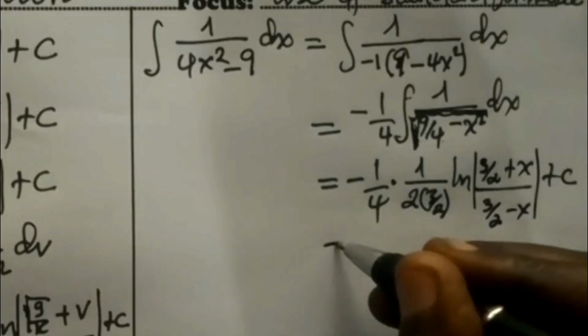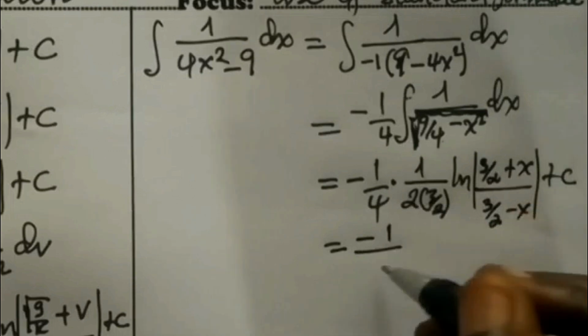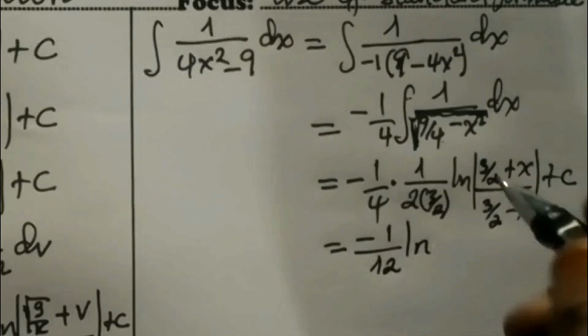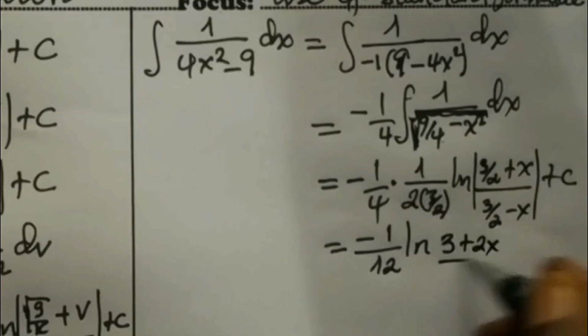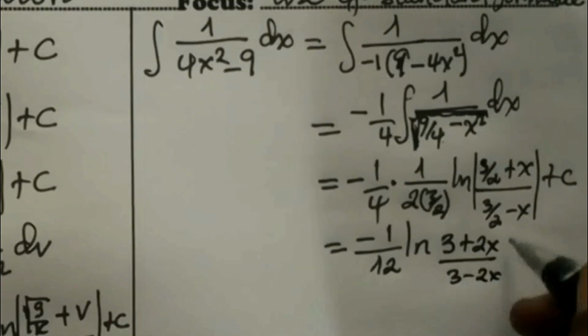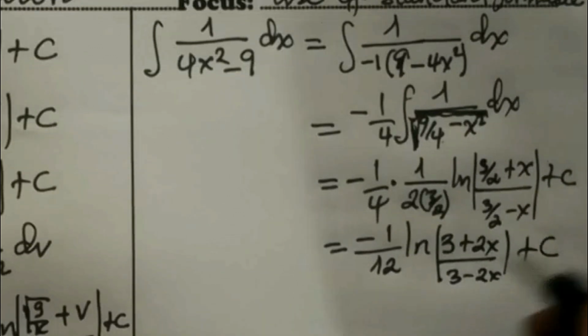This gives -1 all over 2 cancels 2, and I have 1/2 ln of 3 plus 2x all over 3 minus 2x when you simplify this expression, plus c.